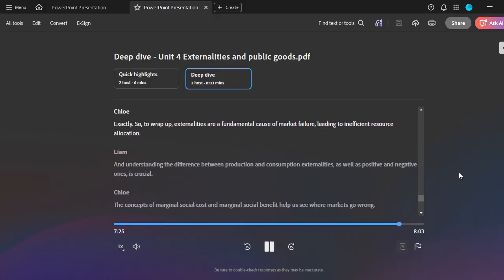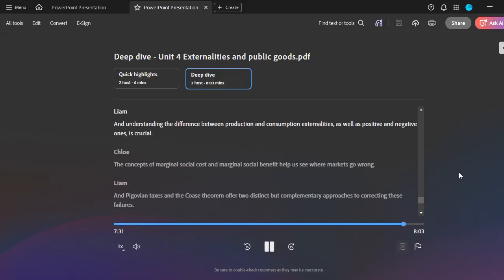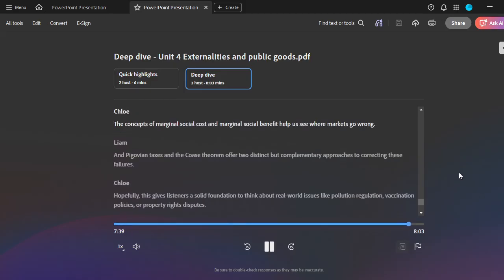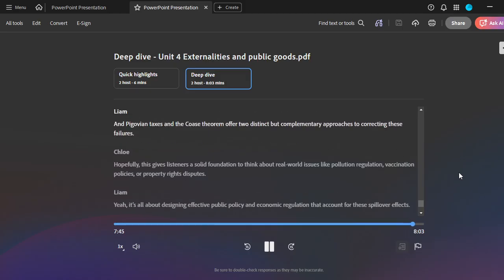Exactly. So to wrap up, externalities are a fundamental cause of market failure, leading to inefficient resource allocation. And understanding the difference between production and consumption externalities, as well as positive and negative ones, is crucial. The concepts of marginal social cost and marginal social benefit help us see where markets go wrong. And Pigovian taxes and the Coase theorem offer two distinct but complementary approaches to correcting these failures.